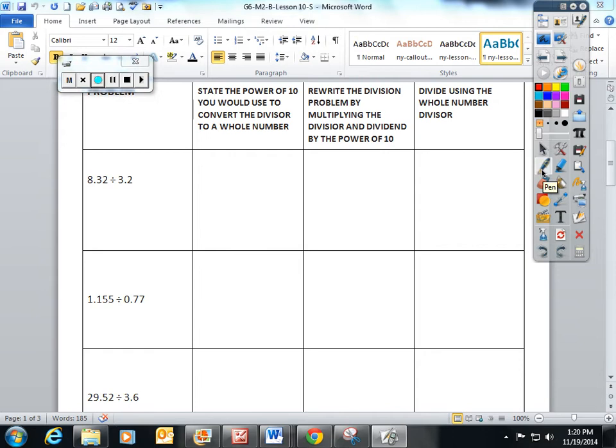Today in Lesson 10, the students learned how to divide decimals by decimals, and we talked about a couple of things from our classes before. The first one we did is 8 and 32 hundredths divided by 3.2. Before I even had them write it out as a division problem, I asked them to think about the place values in the decimals that they were dividing.